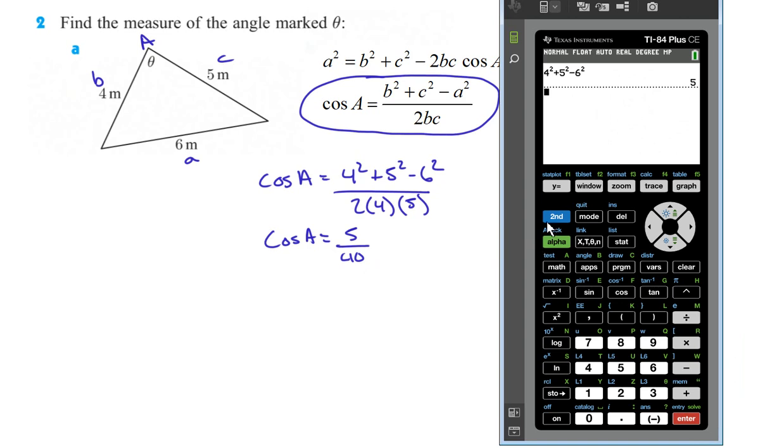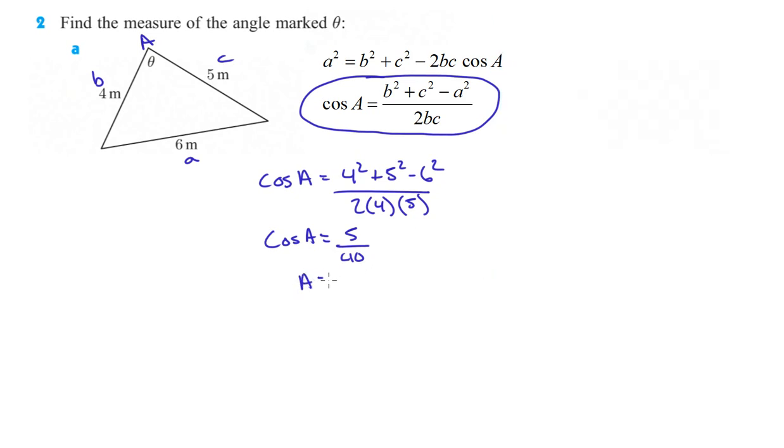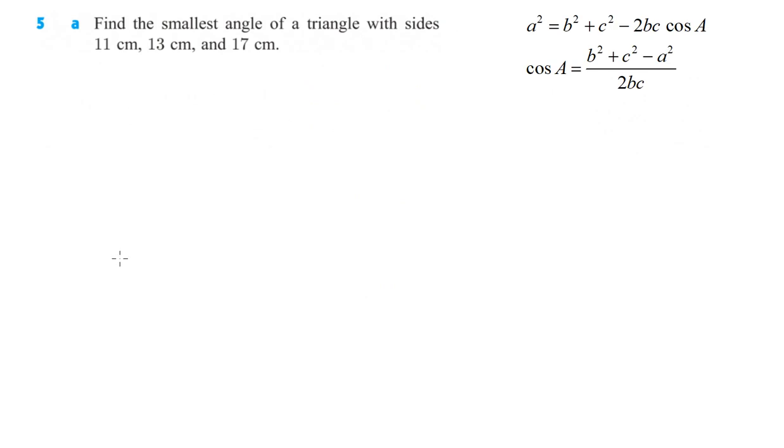So what we want to do is find that angle. Second cosine of 5 divided by 40 ends up giving us 82.8. So angle A is 82.8 degrees, rounded to the nearest tenth of a degree. All right, number 5, find the smallest angle of a triangle with sides 11, 13, and 17.